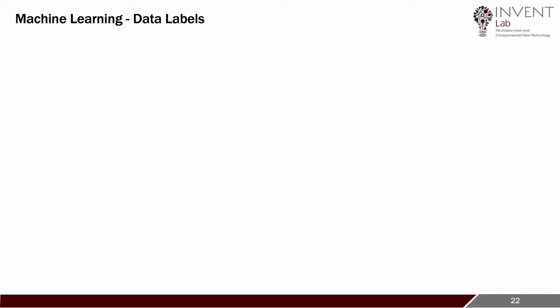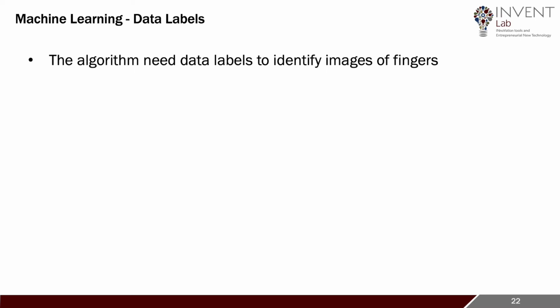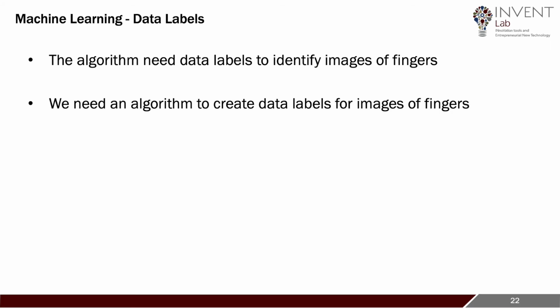When it comes to machine learning and data labels, at first we're in a little bit of a bind. A machine learning algorithm needs data labels to identify images of fingers, but in order to create data labels, we need some way to easily or algorithmically assign labels to images of fingers, which is a bit of a catch-22, because if we had an algorithm to create the labels, then we wouldn't need a machine learning algorithm to do it in the first place. So the solution to this apparent paradox is to not start out with fingers at all.